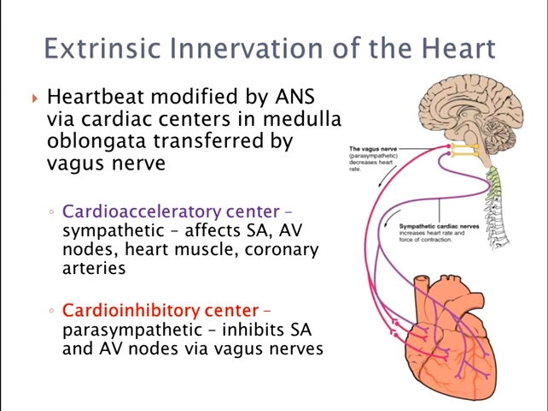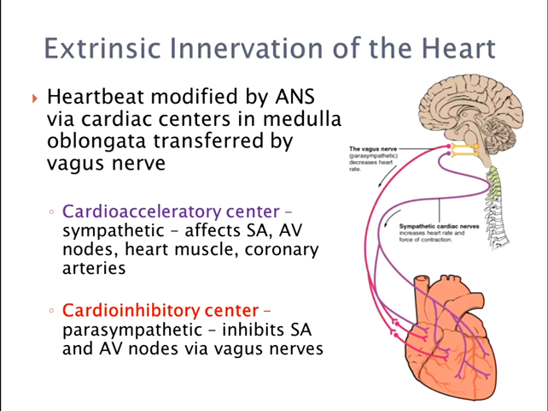On the flip side, the cardio-inhibitory center is going to be driven by the parasympathetic, which is actually going to inhibit the sinoatrial and AV nodes, and it does so through the vagus nerve. Okay, the vagus nerve. I know it says vagus nerves. That's because the vagus nerve has several branches associated with it.